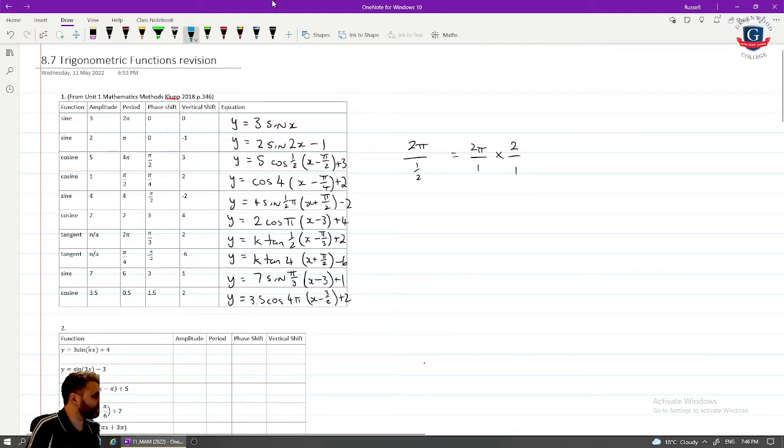Let's check my answers quickly, make sure I haven't made any mistakes. 3 sine x, 2 sine 2x minus 1, 5 cos a half, x take a half plus 3, cos 4, x take pi on 4, plus 2, yep, that's right. 4 sine pi on 2, x plus pi on 2, take 2, you're doing good so far. 2 cos pi, x take 3 pi plus 4, correct.